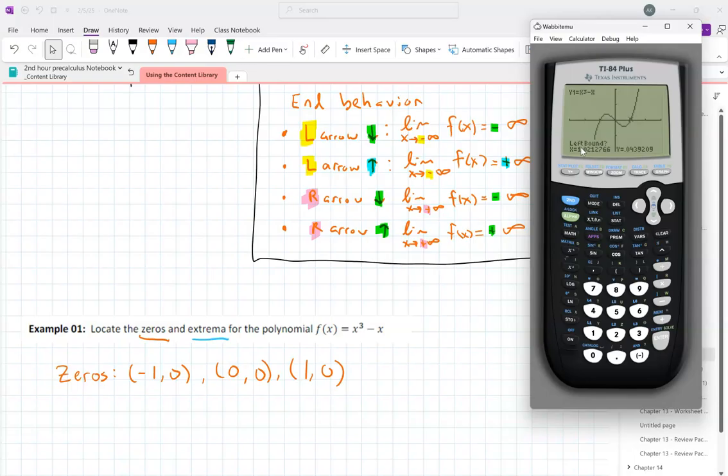The calculator is going to ask me the same 3 questions as it did with the 0 command: a left bound, a right bound, and a guess. So I'm just going to move my cursor to the left of where I think that minimum is. Press enter. I'll move it to the right of where I think that minimum is. Press enter. And the guess, I just press enter again. So my local minimum is at 0.577 comma negative 0.385.